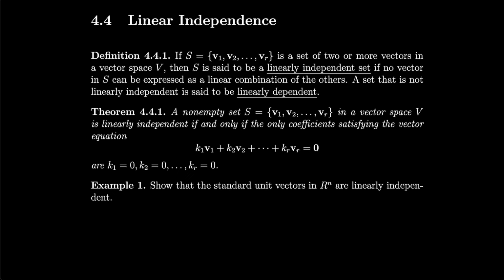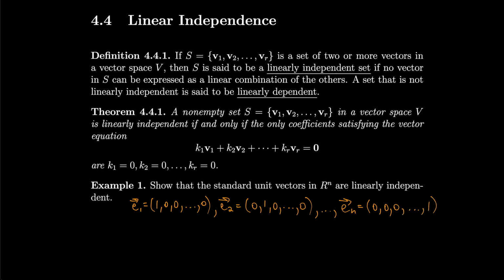But let's just do an example to clarify things. How about we show that the standard unit vectors in Rn are linearly independent? So what we'll do is write out the standard unit vectors. e1 equals (1, 0, 0, ..., 0), and then e2 has a 1 in the second component and 0s otherwise, so (0, 1, 0, ..., 0). And then we just keep going all the way through en, which has 0s except for the last component, which is a 1.